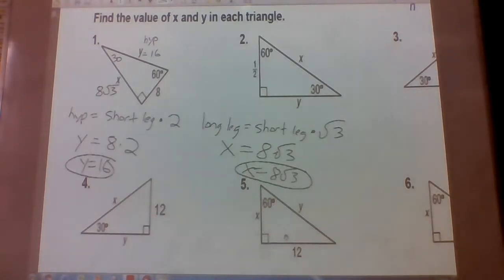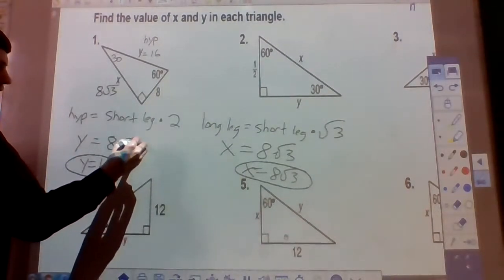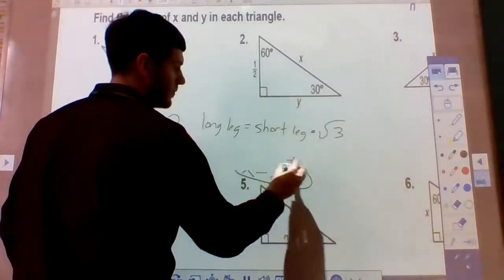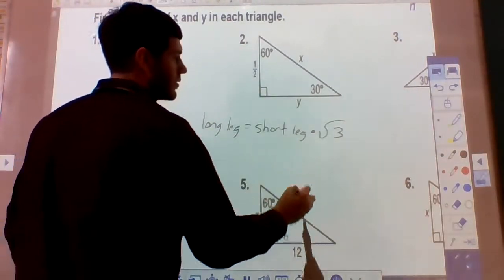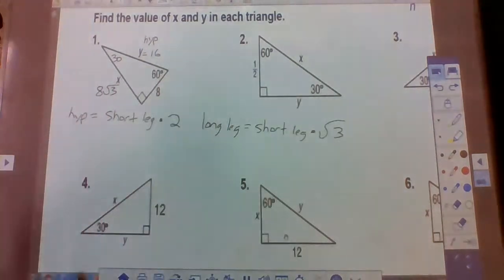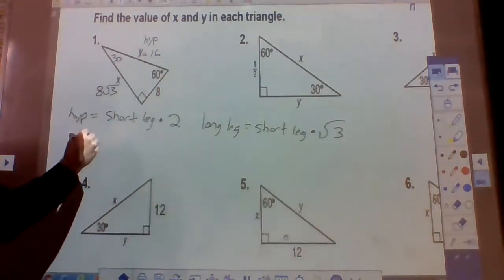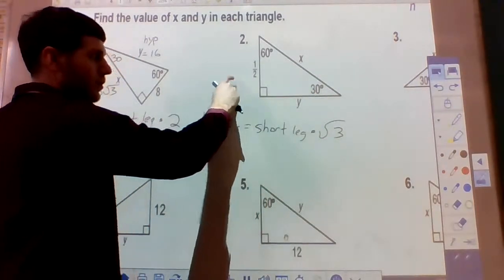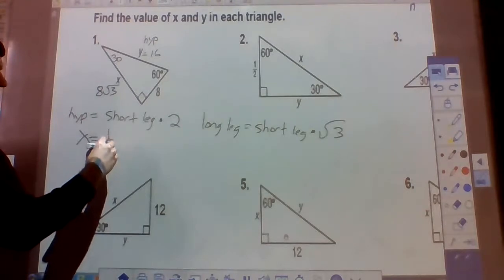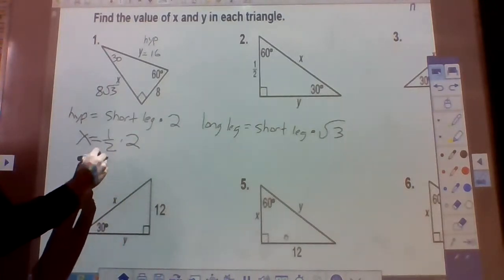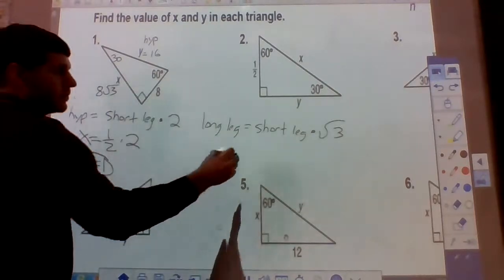Number 2. I'm just going to erase the numbers. So the hypotenuse in this one is x. The short leg is across from the shorter angle, so it's going to be 1/2, multiplied by 2. So x equals 1/2 times 2, which is 1.